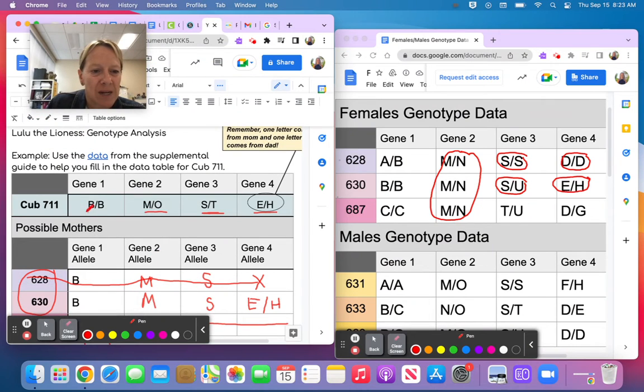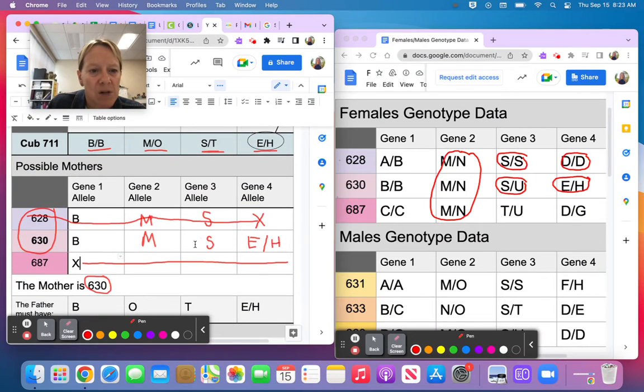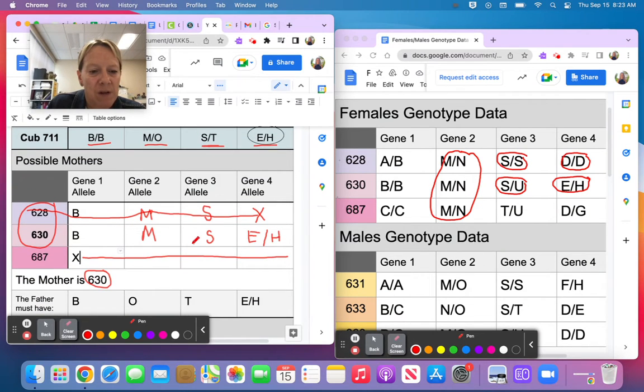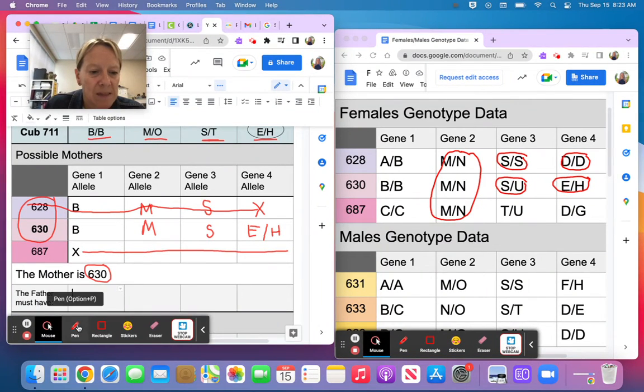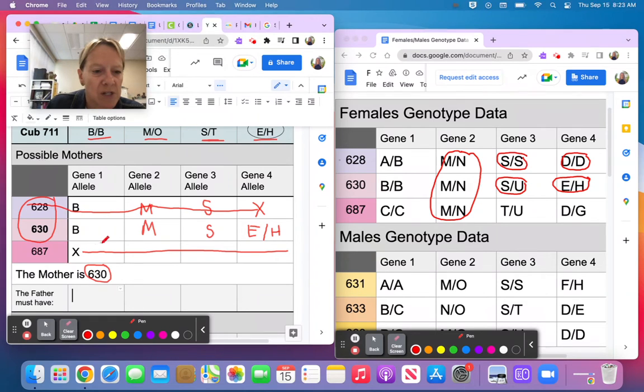So again, here's our cub data. We've got BB, MO, ST, EH. So to start, the dad, we can kind of figure some stuff out because we already know what the mom gave in most cases. All right, sorry, I know my screen's a little crowded here, but just try to bear with me. You can pause and rewind if you need to. So here the cub had a B and a B, and the mom gave a B. So we know that the dad had to give a B because the cub had 2 B's, got 1 B from mom. So it has to be a B.